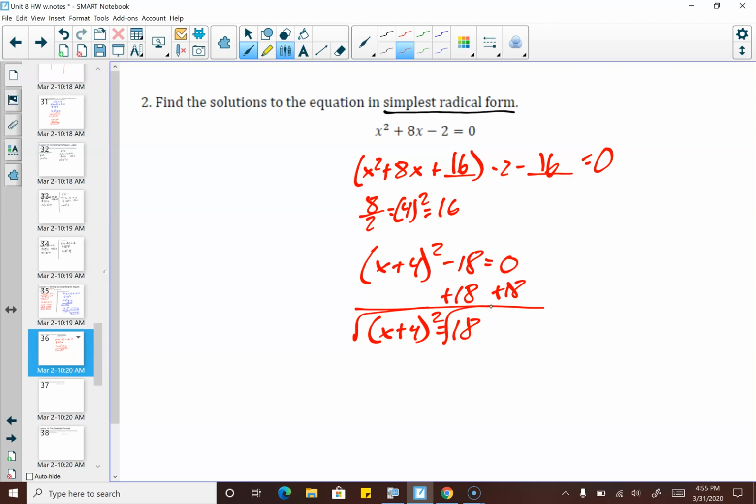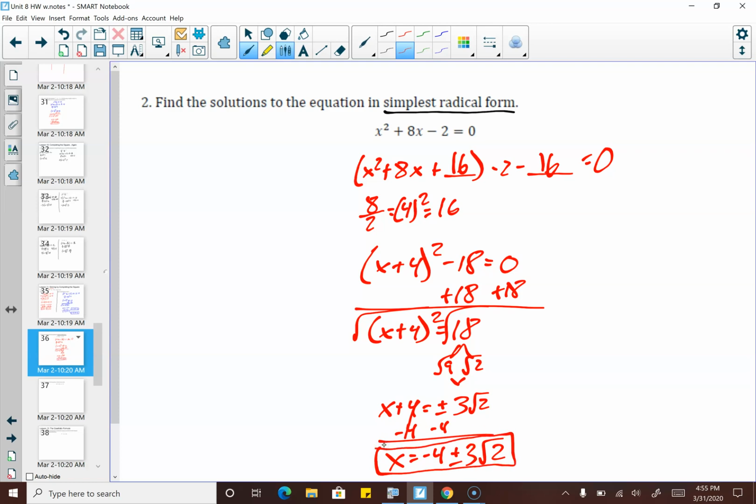Square root both sides. Now, left side's easy, but 18 is not perfect, although it does split. It splits into the square root of 9 and the square root of 2, which we put our plus minus in front. We get plus or minus 3 square root 2. To finish the solving of getting x by itself, we'll subtract our 4. And x is equal to negative 4, that number always goes out in front, plus or minus 3 square root 2. And since it says simplest radical form, we're going to leave our answer right there.